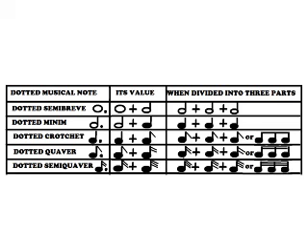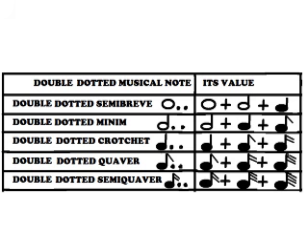So if I have a dotted semibreve, it means I have the duration of a semibreve and a minim together. If I have a dotted minim, it means I have the duration of a minim and a crotchet all together. If I have a dotted crotchet, it means I have the duration of a crotchet and a quaver together. If I have a dotted quaver, it means I have the duration of a quaver and a semiquaver. That is what a dotted note is. We can have double dots, a double dotted note, meaning that we have two dots instead of one.